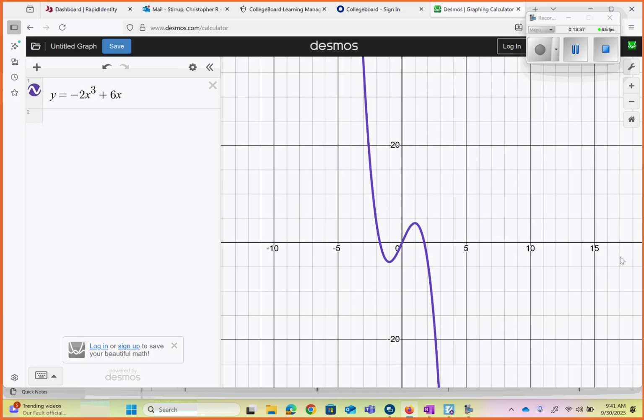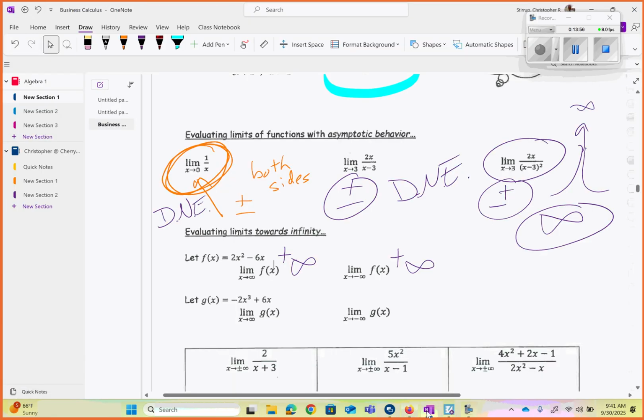So if we take a look at our graph, as I go to the very, very far right, where is my graph going in the y direction? Down to negative infinity. And then as I go to the far left, where's my graph going? Up. So as I go to positive infinity, my graph goes to negative infinity. And then as I go to negative infinity, my graph goes to positive infinity.